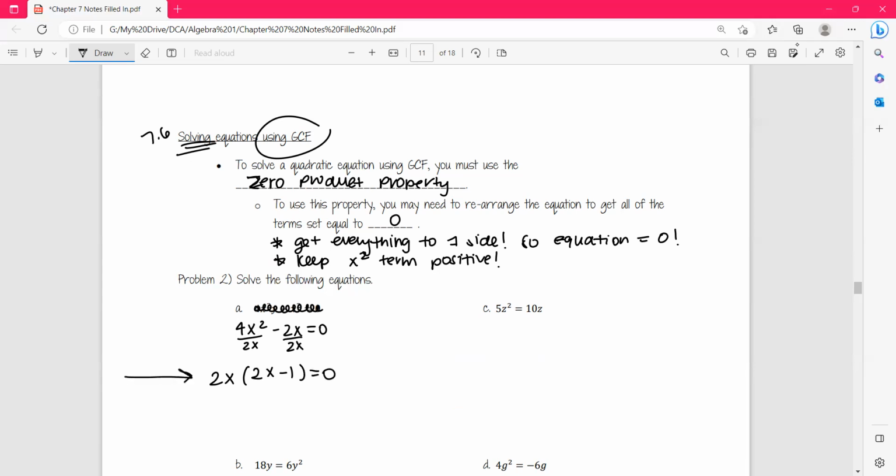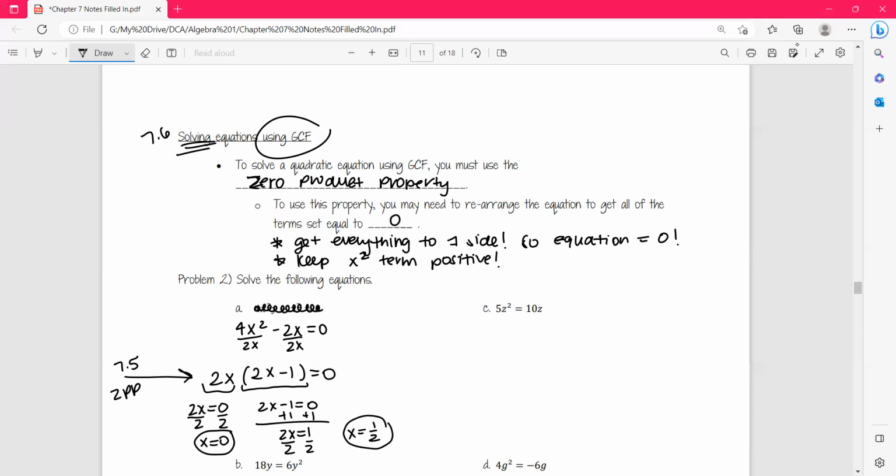Now, this is the line that we learned in section 7.5. This is the zero product property. As soon as I see terms being multiplied together, this term and this term, we set them each equal to 0. And then I solve these two little equations for x. Divide by 2, x equals 0 is one of my answers. Add 1, divide by 2, x equals 1/2 is my other solution. Two answers, okay?